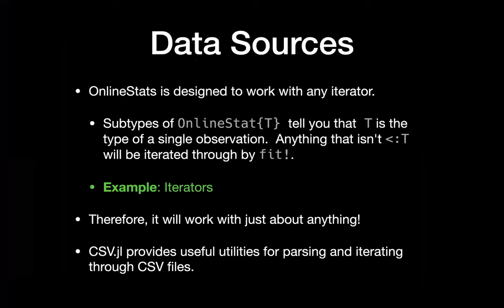So OnlineStats is designed to work with any iterator. Every type in OnlineStats, like a mean, is a subtype of OnlineStat, and it's parameterized by some variable T. That T is the type of a single observation. So for mean, mean is a subtype of OnlineStat Number. So anytime I try to fit a mean on something that isn't a number, OnlineStats is going to attempt to iterate through it. And let's just take a look at that here.